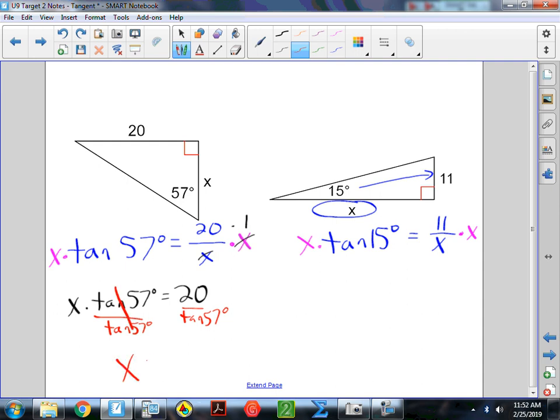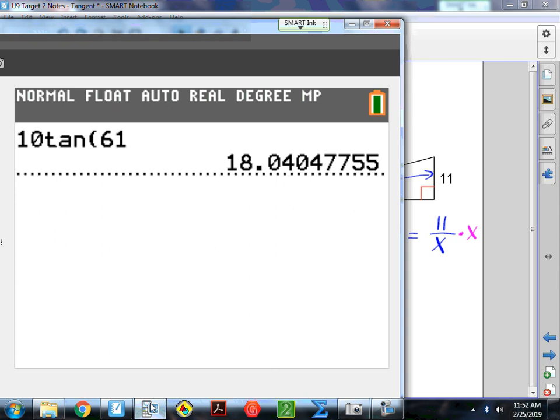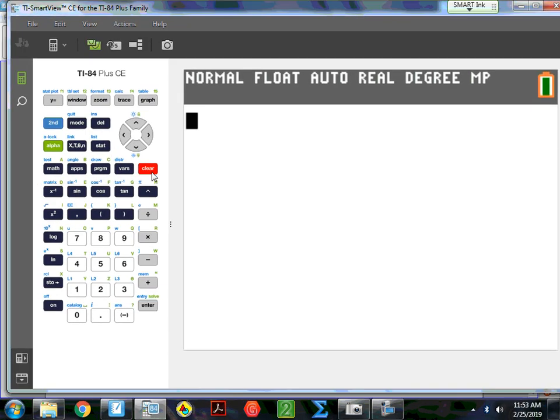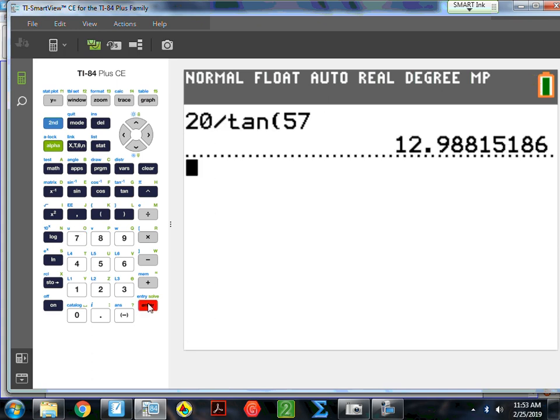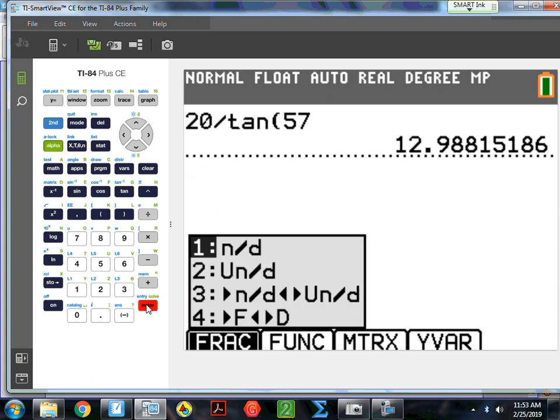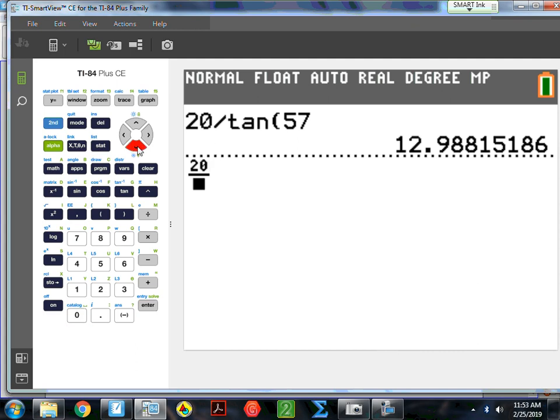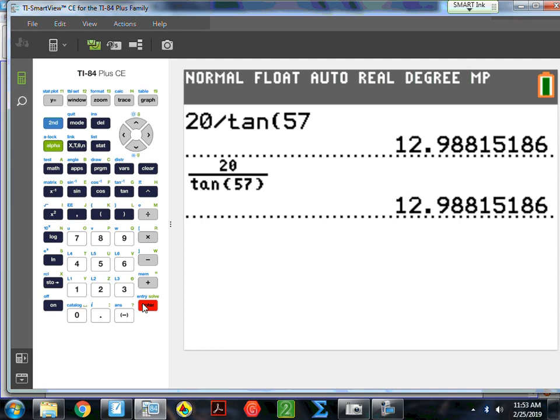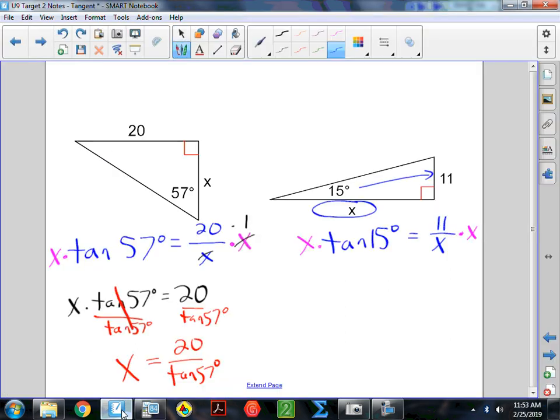So x is going to equal 20 divided by tangent 57 degrees. And we can plug that into the calculator. 20 divided by tangent 57 degrees. If you have the fraction button, you can also use the fraction button. Okay, 20 over tangent 57. Both of those are going to give you 12.988. So that would round to 12.99 or 13. So x is approximately 13 on this problem on the left.